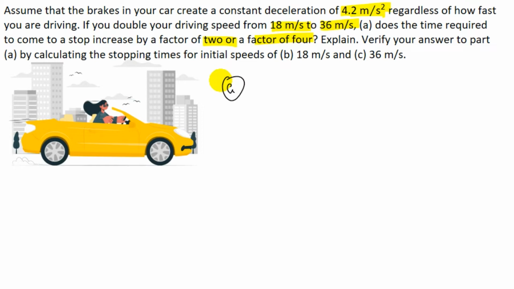Now earlier we studied that the change in time, delta t, is equal to the change in velocity divided by the acceleration. So the time required to stop the car would be calculated from this equation. Now, since the speed is doubled from 18 meters per second to 36 meters per second, everything else is the same, that is, the acceleration is the same. So if velocity is doubled, then this delta t would also be increased by a factor of 2. So the correct answer would be that it would increase by a factor of 2.